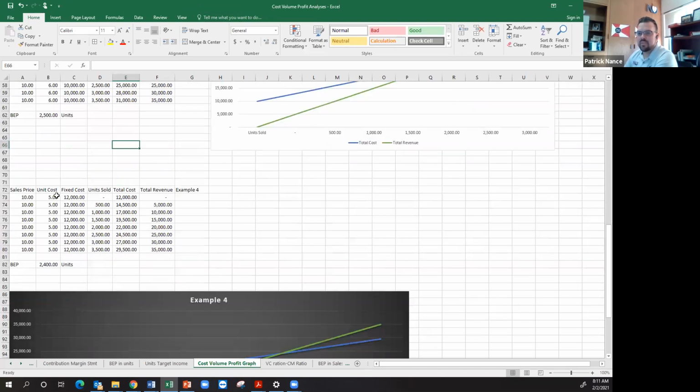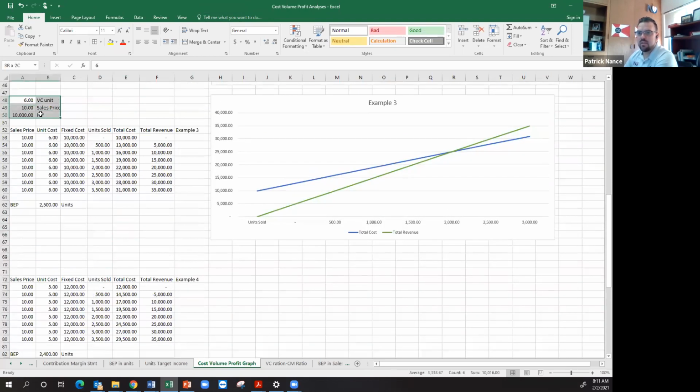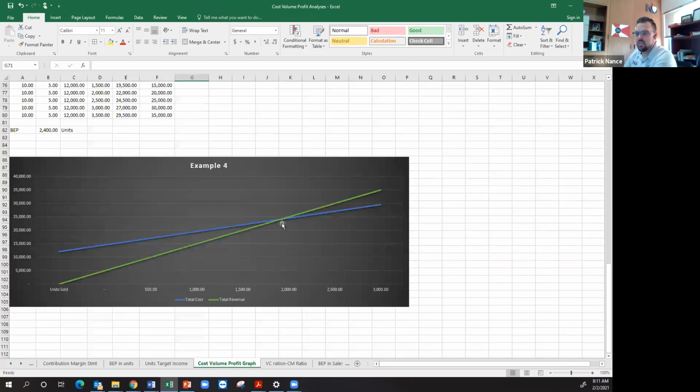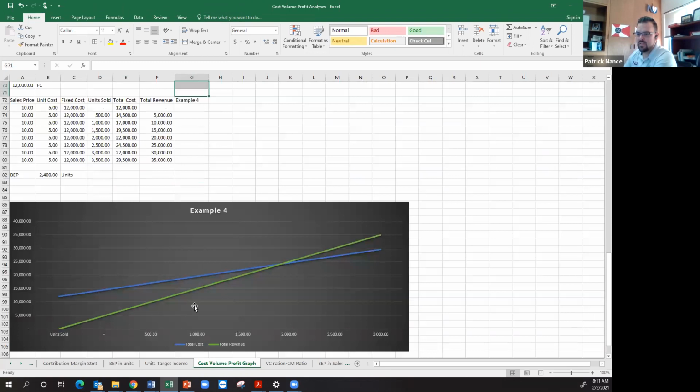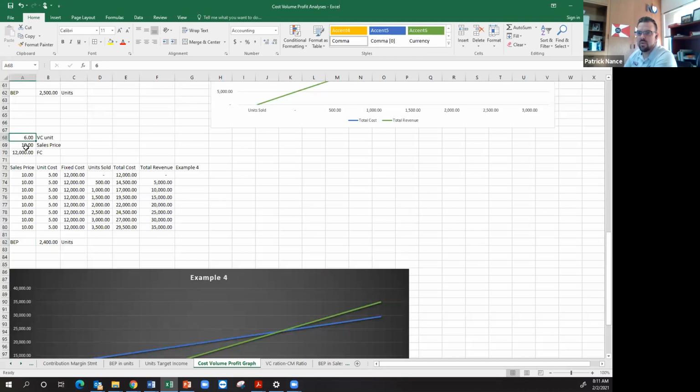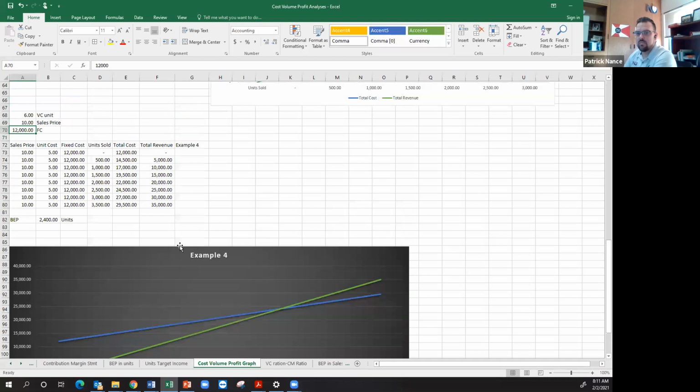And then finally, example 4, my variable cost per unit is $5. My unit sales price is 10, but I shifted my fixed cost to being 12,000. Again, you'll see that it shifts to the right from the first one, where it was 2,000, and now it is 2,400 for the break-even point. If I have a $6 variable cost per unit, $10 sales price, and $12,000 for my fixed cost.